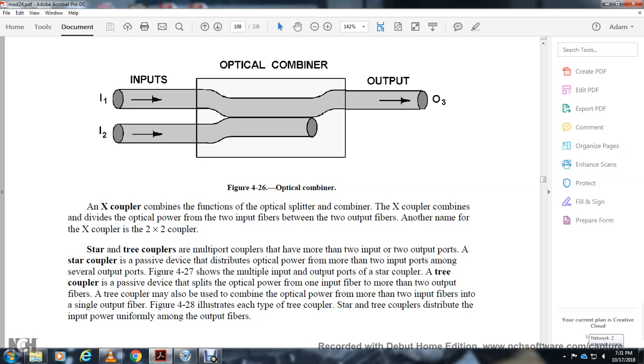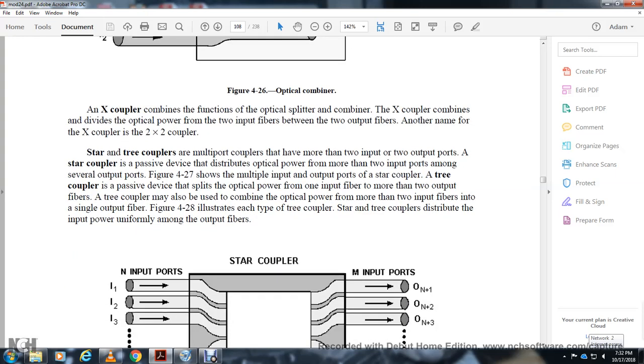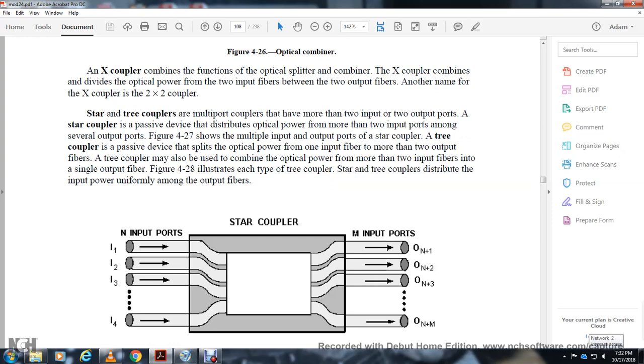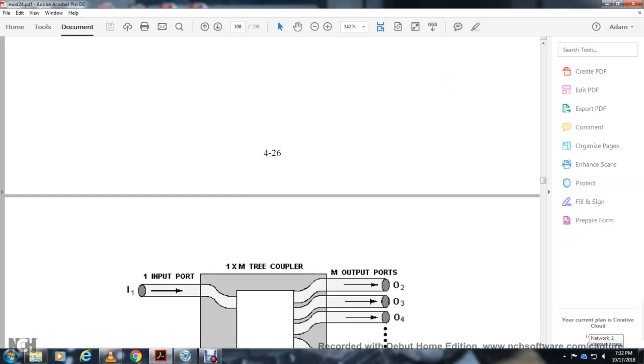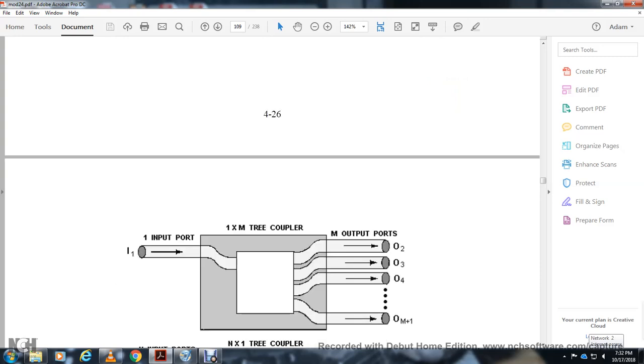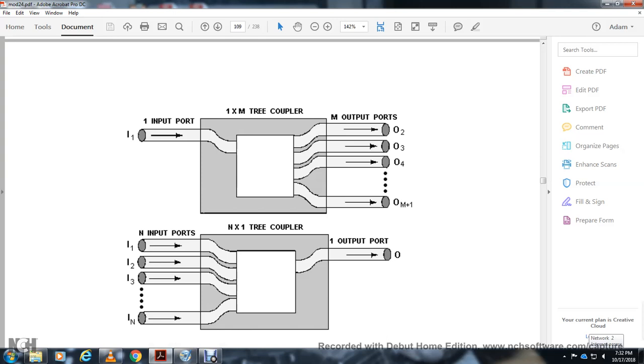A star coupler is a passive device that distributes the optical power from more than 2 input ports among the output ports. Figure 4.27 shows the multiple input and output ports of the star coupler. A tree coupler is a passive device that splits optical power from 1 input fiber into more than 2 output fibers. Tree couplers might also be used to combine the optical power from more than 2 input fibers into a single output fiber. Figure 4.28 illustrates each type of tree coupler. The star coupler distributes the input power uniformly among the output ports, with N input and M output ports. A 1 times M tree coupler has 1 input port and M output ports, and the combiner has M input ports and 1 output port.